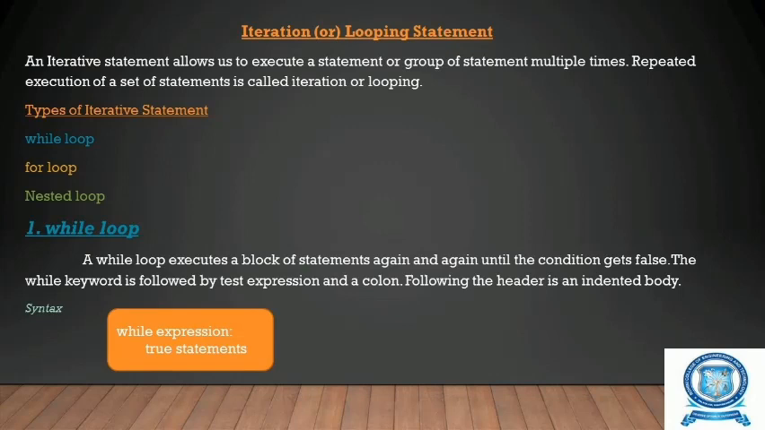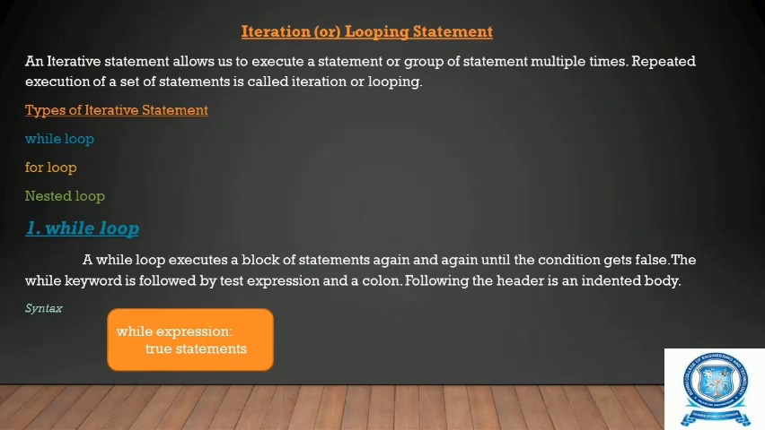So first we will see about the while loop. A while loop executes a block of statements again and again until the condition gets false. The while keyword is followed by the test expression and a colon. Following the header is an indented body. So this is the syntax for the while loop: while expression, then true statements. The expression is the condition which is checked while executing the program.